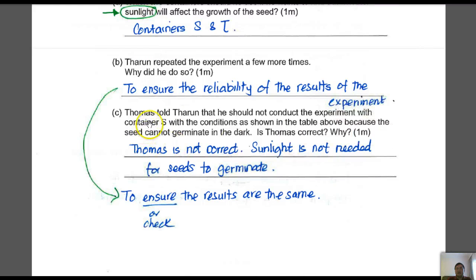Now, someone told Tarun that he should not conduct the experiment with container S with the conditions shown, because the seed cannot germinate in the dark. That's what he's trying to say. Thompson is not correct. This test is needed to be conducted to show that seeds don't need sunlight. Therefore, you must put one of them in the dark and put one of them in the sunlight.